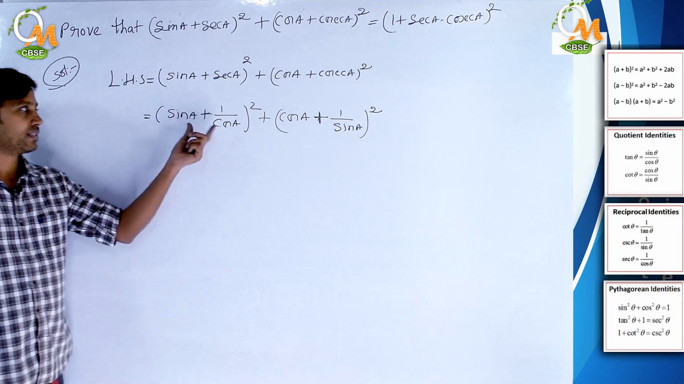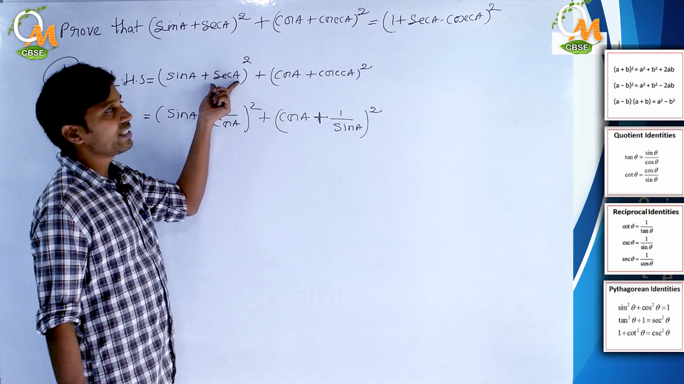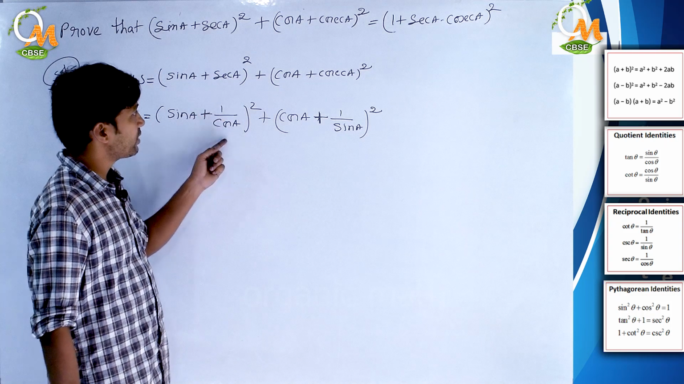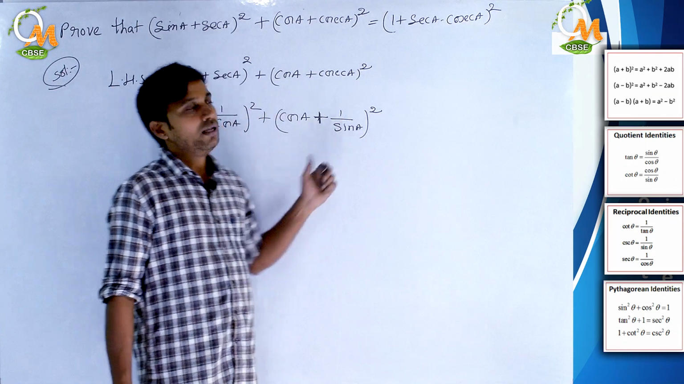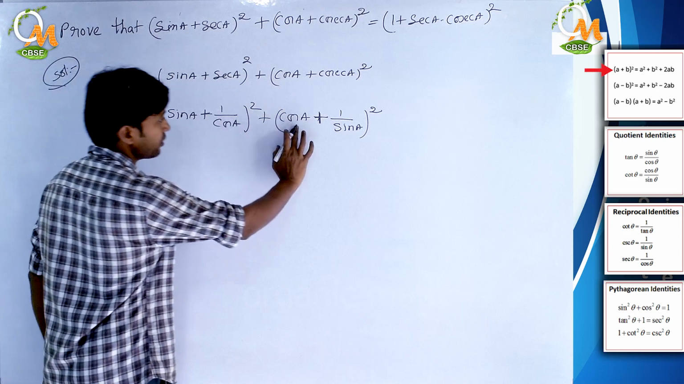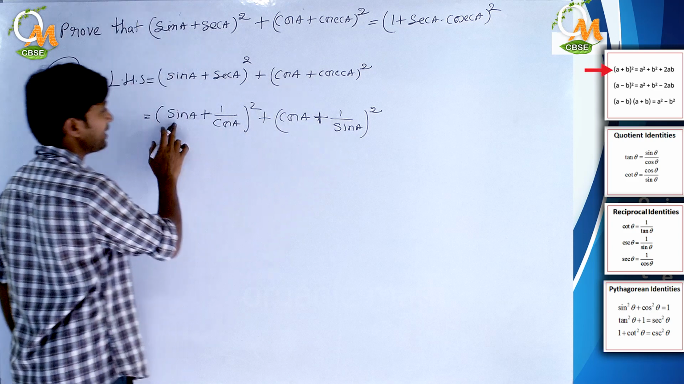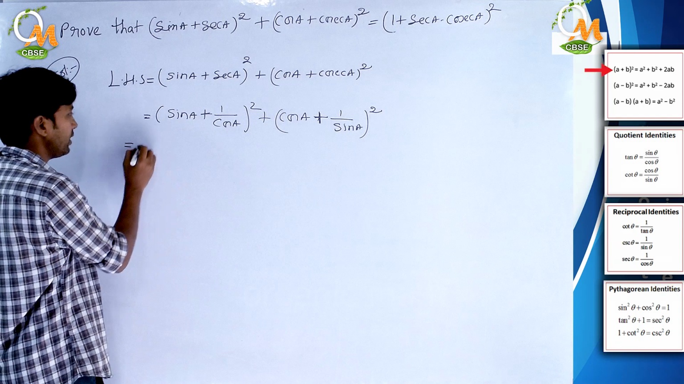So this is (sin A + 1 by cos A) whole square. What we have done, we just converted secant A into cos terms, that is 1 by cos A, and converted cosecant term into 1 by sin A. Then this is again in the form of A plus B whole square, and this is also in the form of A plus B whole square, where A is sin A and B is 1 by cos A. So let us do the expansion for that.